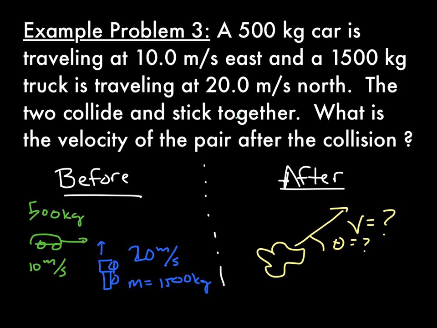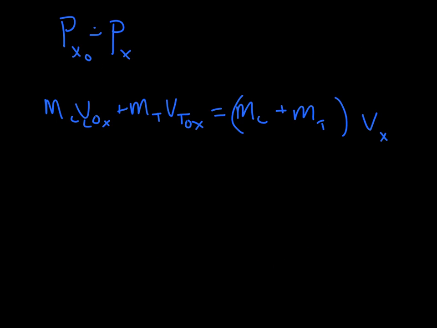So let's work this out. Let's start out by looking in the x direction. Momentum's conserved in the x direction, so we broke out momentum into its terms right over here. And you know that in the end they're stuck together, so it's this final mass times some velocity in the x direction. Now the truck is only moving in the y direction, so that's 0.